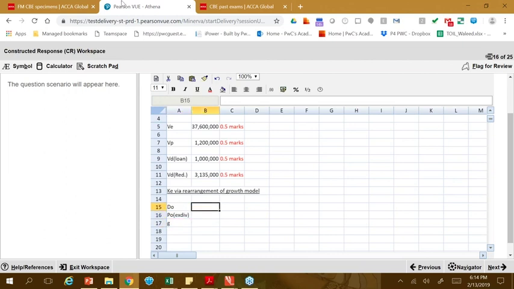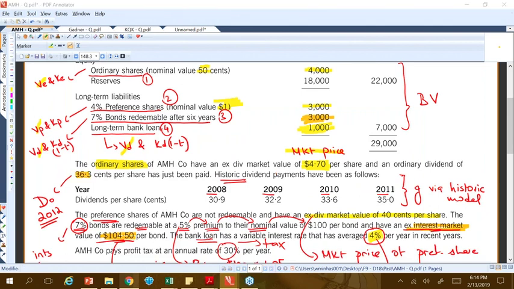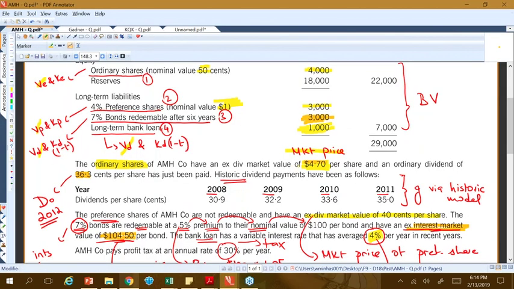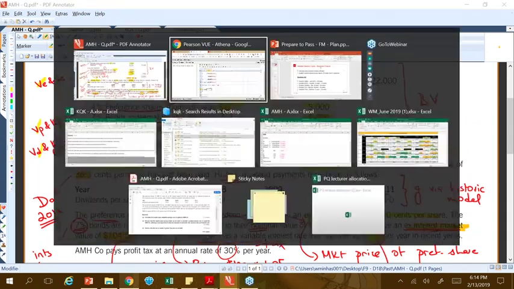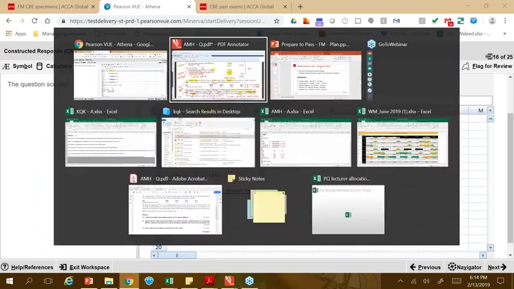Now, the dividend now was given nice and straight in this question. If I go back to the question, the dividend now was 36.3 cents. The share price ex-div was also given nice and straight, the 4.7, which was ex-div. So ex-div market price of the ordinary shares, 4.7. And the only thing I have to work out is the growth, which is the historic growth model.